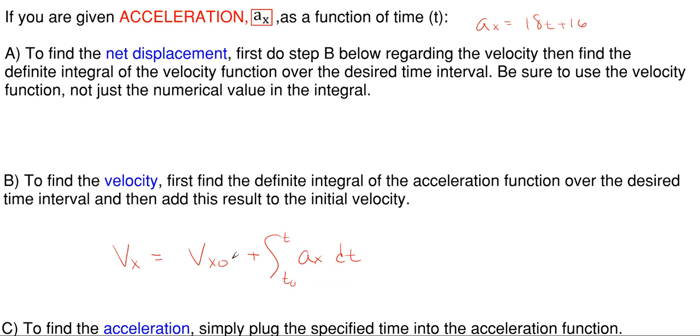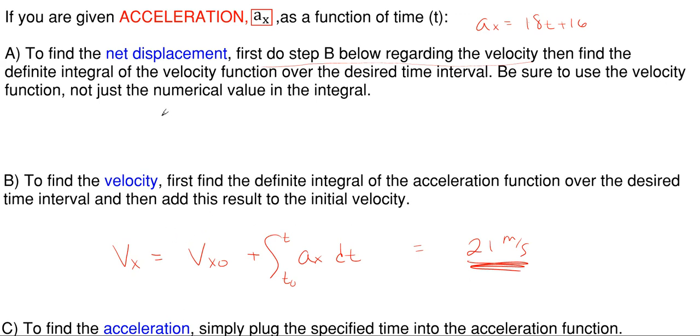So once you found this, now we can go back up here to your net displacement. We did the first step, we found the velocity. Then find the definite integral of the velocity function over the desired time interval. And it says here, be sure to use the velocity function, not just the numerical value. Because if you're finding the velocity, you're going to get some value, maybe like 21 meters per second or something like that. Well, you don't want to use this one in your integration. You want to use the overall function here.